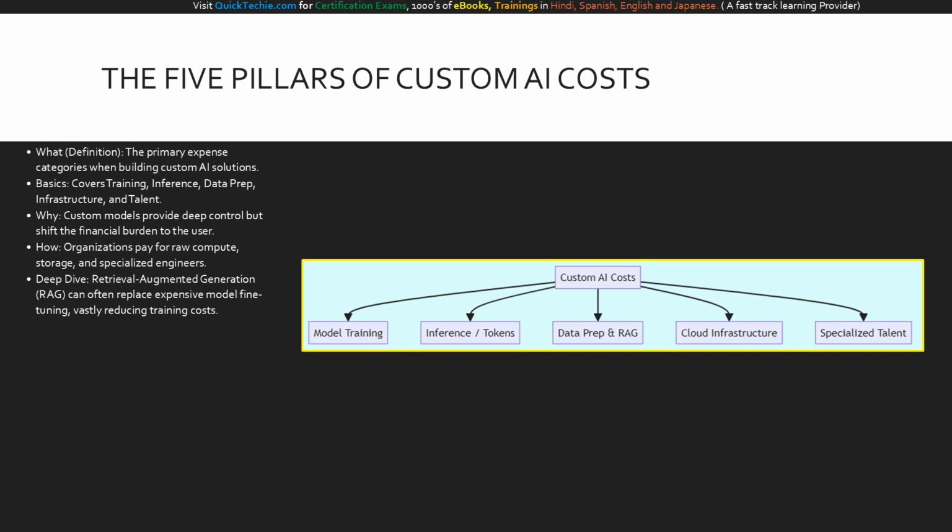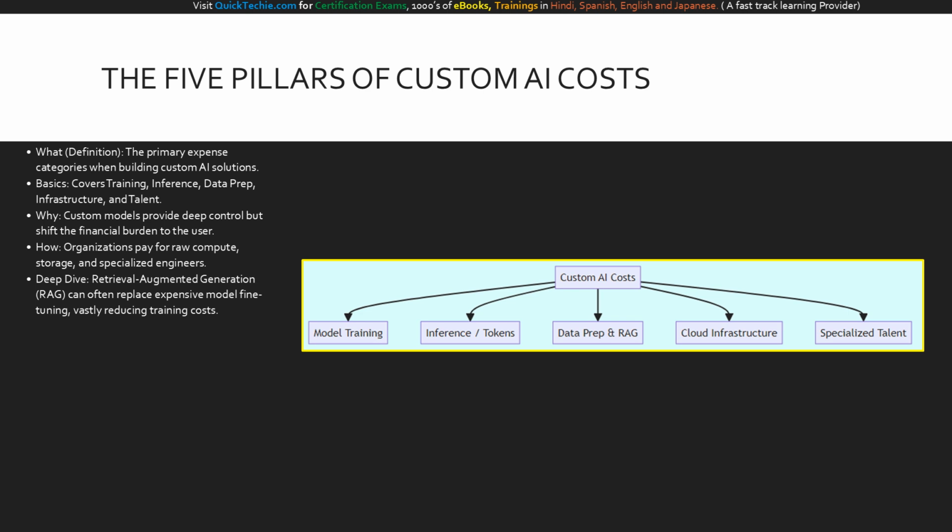When you decide to build a custom AI solution, your costs will generally fall into 5 distinct pillars. First is model training or fine-tuning, which demands heavy, expensive GPU compute. Second is inference, which is the token-based usage we just discussed. Third is data preparation. Structuring clean data is tough, though utilizing techniques like RAG can significantly reduce these prep costs. Fourth, you have infrastructure, meaning the cloud storage and networking you must manage. Finally, talent and expertise. You need highly specialized, expensive engineers to deploy and maintain these systems. Balancing these 5 pillars is your operational mandate.